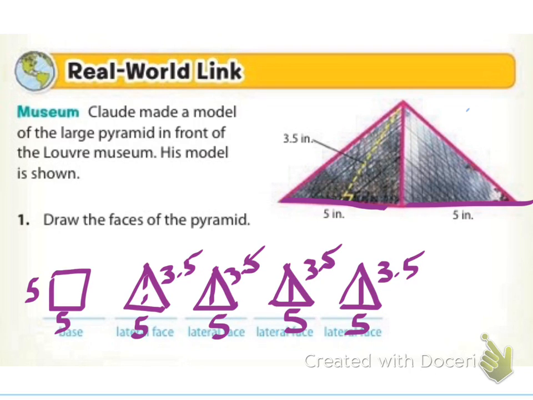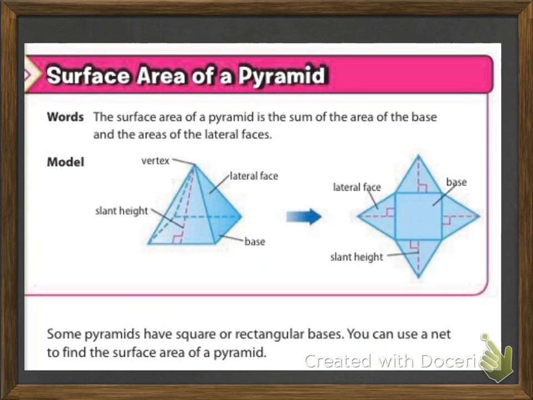So it should look something like this. We've got the square base, which is 5 by 5. Then we have the lateral faces, which are the triangles that each have a base of 5 and a height of 3.5. So, surface area of a pyramid. Good, I identified that lateral face correctly. It says the surface area of the pyramid is the sum of the area of the base and the areas of the lateral faces.